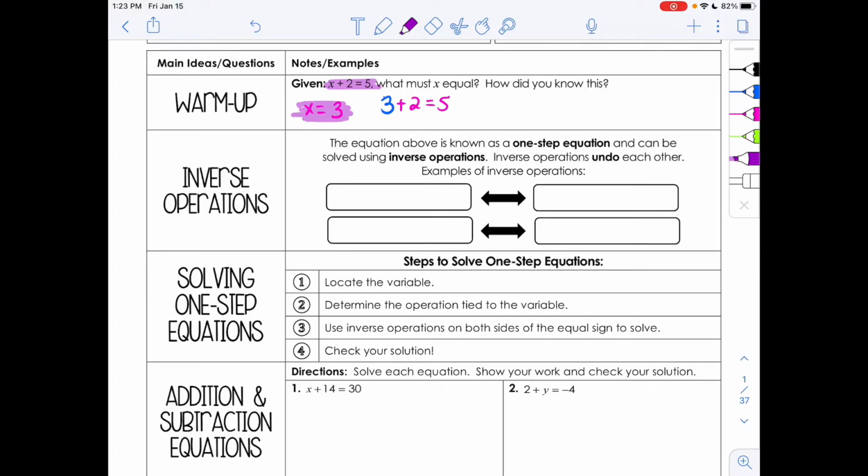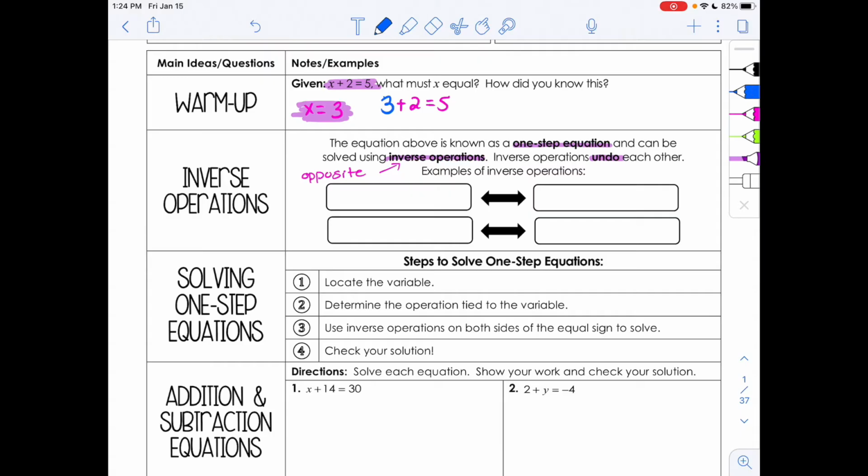And when we look at these one-step equations, we're going to start by looking at the equations that we can use addition or subtraction to solve. And then we'll move our way to multiplication and division. Now, before we start solving these, we need to review a few things. The equation above is known as a one-step equation and can be solved by inverse operations. Now, this term inverse operations, a lot of times you hear referred to as opposite operations. An inverse operation will undo each other.